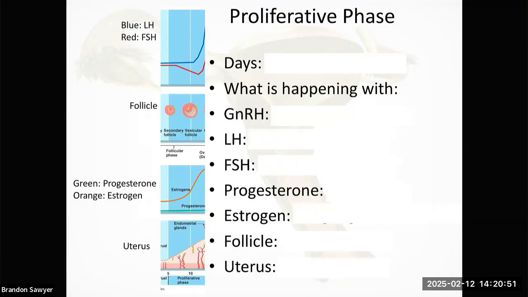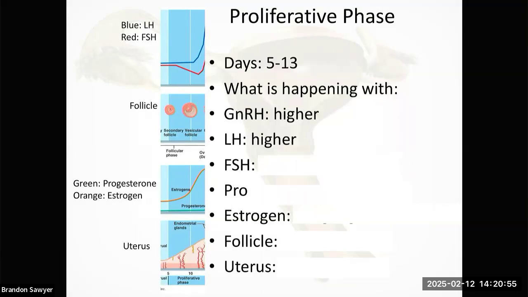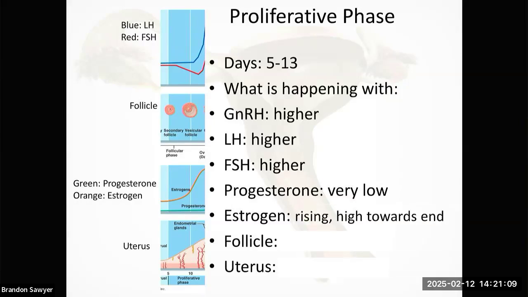Okay, second phase, proliferative phase. This is days 5 to 13. These 3 hormones are all higher now, and progesterone is still very low because we don't have the corpus luteum yet, that's the main source of progesterone. Estrogen levels are starting to rise, and they get very high towards the end. That's all related to the size of the follicle. The bigger the follicle is, the more estrogen is released.